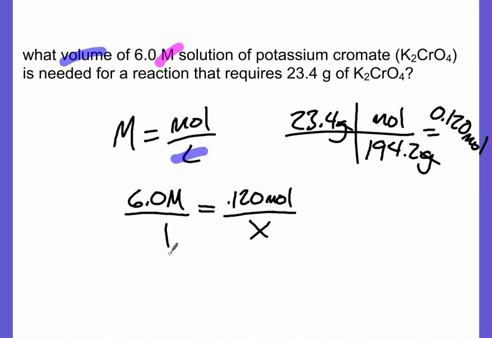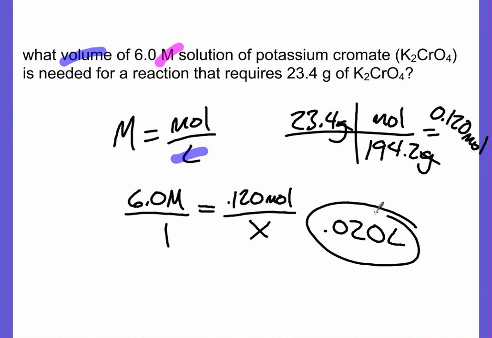Ultimately, you're going to take that 0.120 and divide it by 6. It's going to give you an answer of 0.02. Remember, I'm going to need at least 2 sig figs since that 6.0 has 2 sig figs, so I'll throw a 0 on the end of that. But my answer here is 0.020 liters.